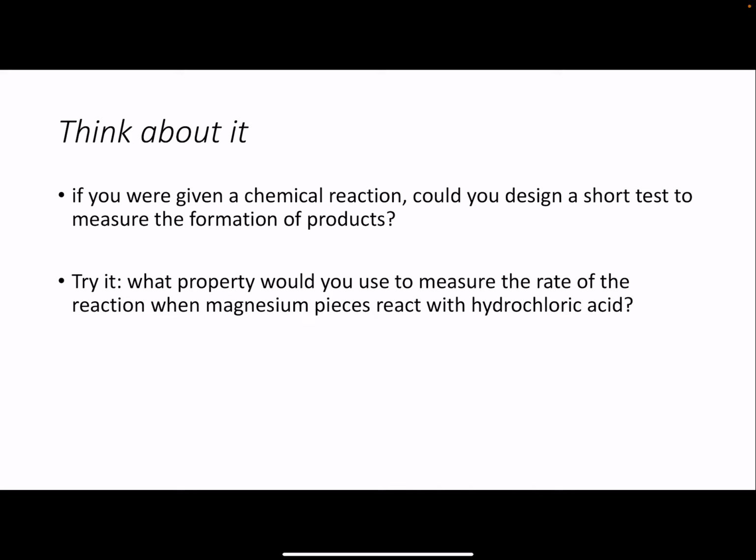So as an example, I'd like you to look at the reaction down here, designing a short test. And there's multiple answers for this. So what property would you use to measure the rate of the reaction? Pause the video, try it yourself. Right? Hopefully you paused and you're coming back to check the answer now.